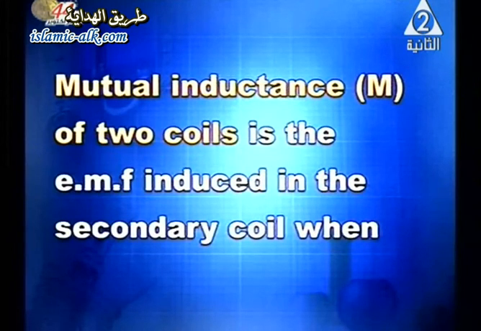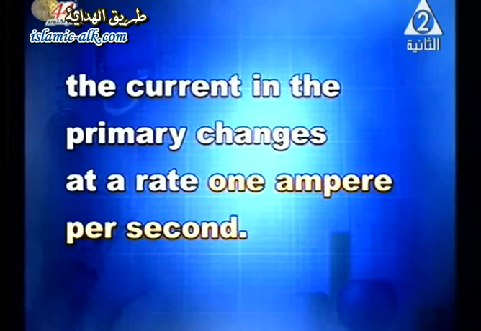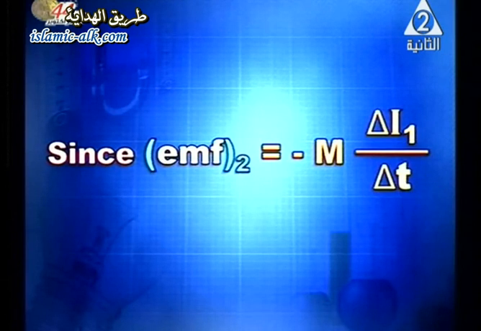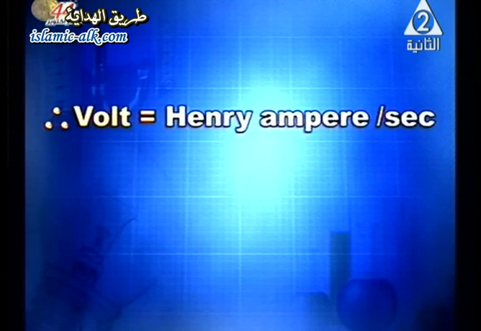And now we want to define mutual inductance or coefficient of mutual induction. EMF equals negative M delta I1 over delta T. So the mutual inductance of two coils is the EMF induced in the secondary coil when the current in the primary coil changes at a rate of 1 ampere per second.